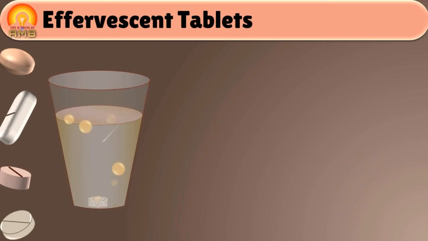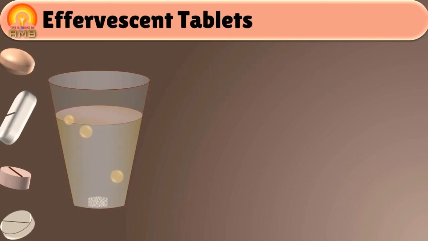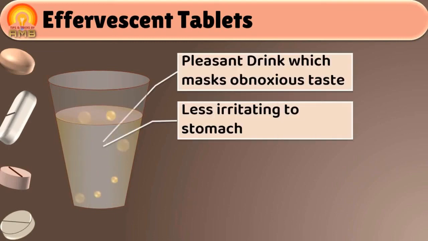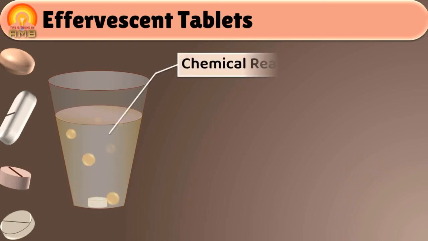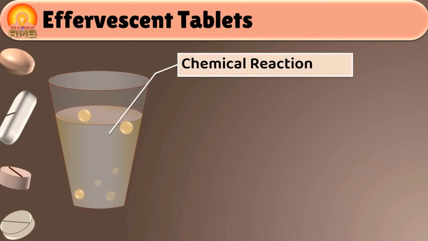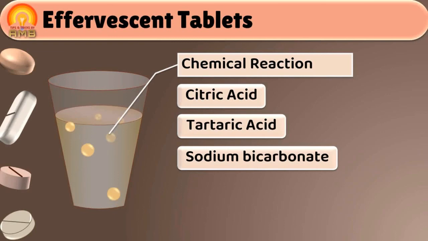It forms a pleasantly flavored carbonated drink which masks the obnoxious taste of the medicament. Such a solution is less irritating to the stomach mucosa also. Carbon dioxide evolves because of a chemical reaction taking place between ingredients or excipients present in the tablets and water. Along with the drug, the main excipients required in the formulation of effervescent tablets are citric acid, tartaric acid, and sodium bicarbonate.